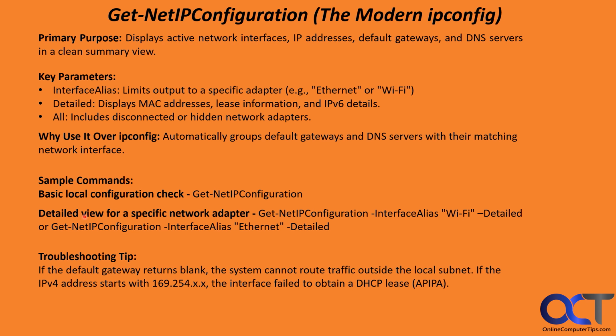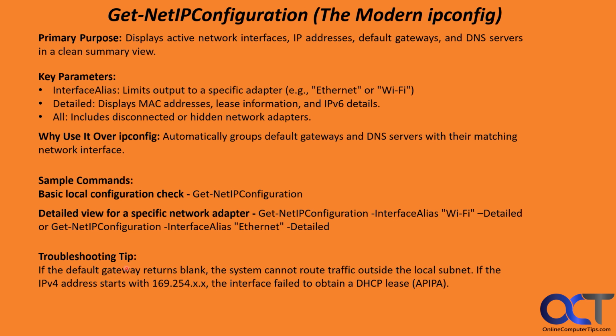And if you want to see a detailed view for a specific adapter, you could use it with the -NetworkAlias and then Wi-Fi, and then -Detailed, or you could use it with -InterfaceAlias Ethernet and -Detailed, depending on what you want to see.